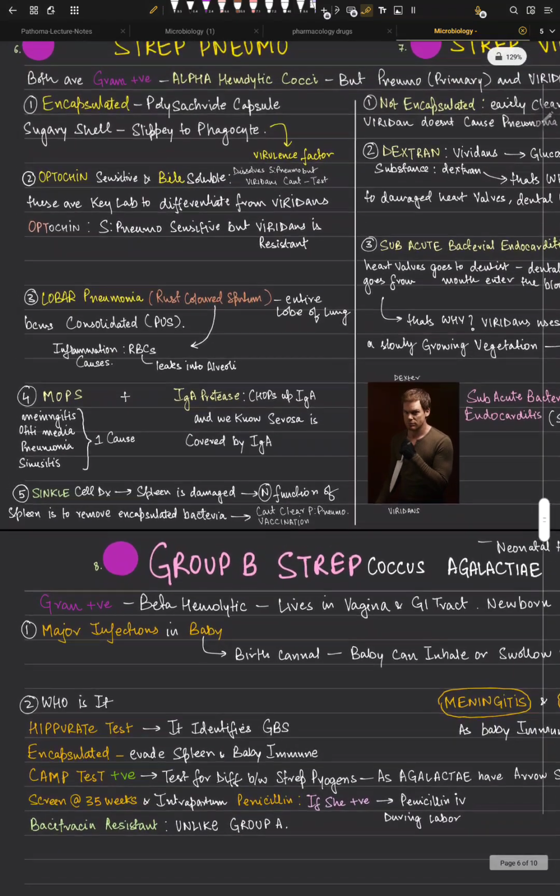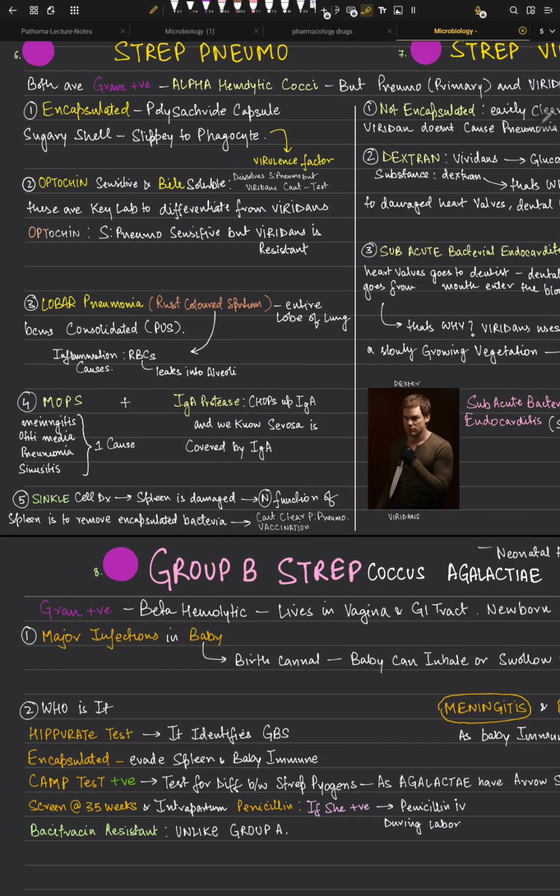Other thing is that in sickle cell disease, the spleen is damaged, of course, and the normal function of the spleen is to remove these encapsulated bacteria. But if you have sickle cell disease and you don't have a good spleen, you can't clear this strep pneumo, and this is what happens.